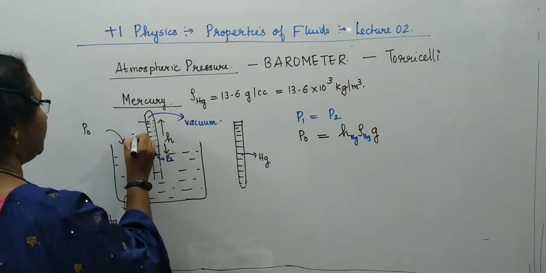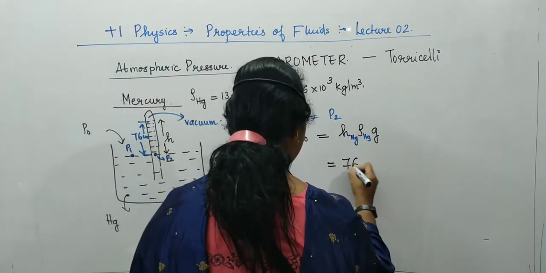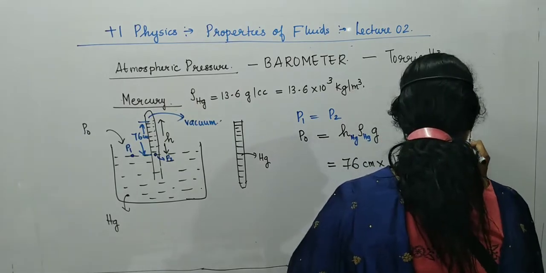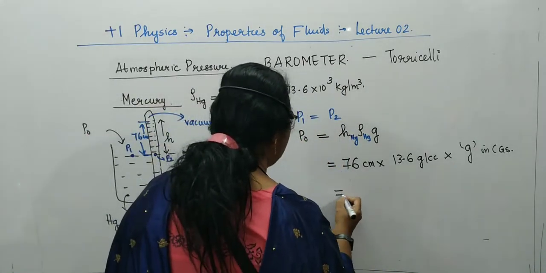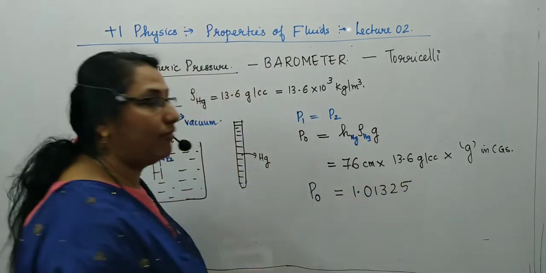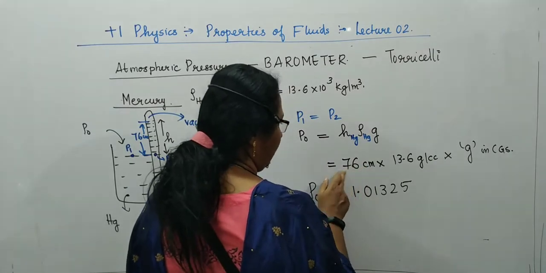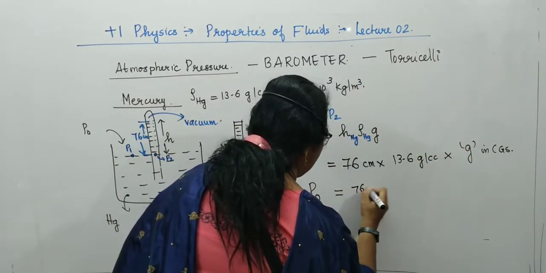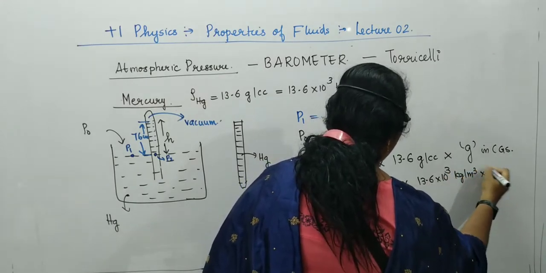And this height was measured to be 76 centimeter. So taking 76 centimeter into the density of mercury, 13.6 gram per cc, into acceleration due to gravity, they had taken the value of g in cgs and converted the whole thing into SI. You have to convert centimeter into meter, 0.76. Then gram per cc converted to kilogram per meter cube is into 10 raised to 3, into g. They had taken it like this: 76 into 10 raised to minus 2 meter into 13.6 into 10 raised to 3 kilogram per meter cube into g, 10 meter per second square.